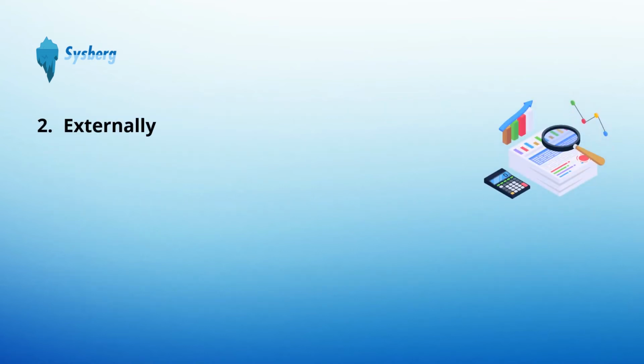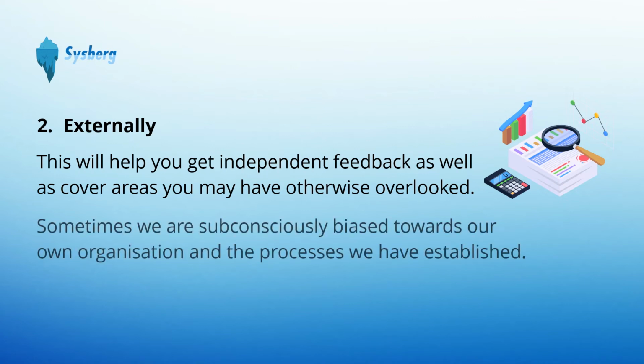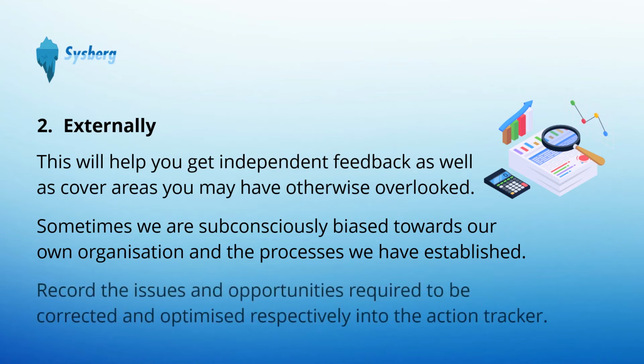Externally, by a competent person, someone outside your organization. This will help you get independent feedback as well as cover areas you may have otherwise overlooked. Sometimes we are subconsciously biased towards our own organization and the processes we have established. Therefore, it is a good idea to get an independent opinion. Again, record the issues and opportunities required to be corrected and optimized respectively into the Action Tracker.